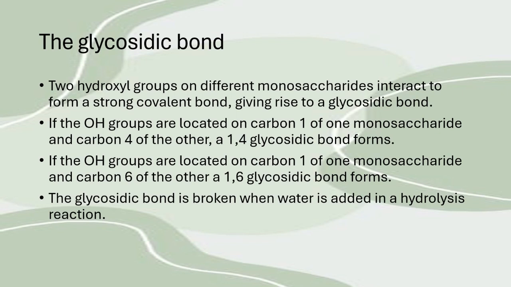So now, glycosidic bond. This is the bond that holds two or more glucose molecules or any monosaccharide together. Two hydroxyl groups on different monosaccharides interact to form a strong covalent bond, giving rise to a glycosidic bond. If the OH groups are located on carbon 1 of one monosaccharide and carbon 4 of the other, a 1,4 glycosidic bond forms. If the OH groups are located on carbon 1 of one monosaccharide and carbon 6 of the other, a 1,6 glycosidic bond forms.